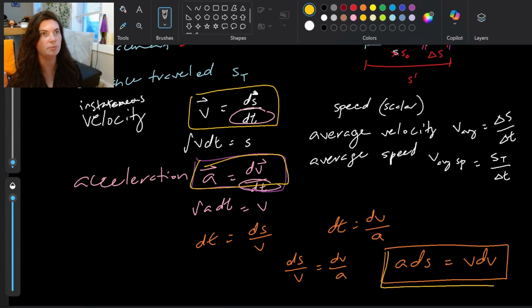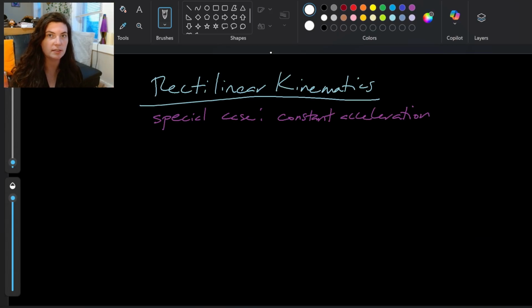These relationships between position, velocity, acceleration, and time are what we're going to be using with our rectilinear kinematics and our kinematics in general. But this is the most generalized, most simple form for our kinematics, these base relationships between position, velocity, acceleration. One other special case that we should look out for when we're working with these kinematic relationships is that there is a special case when we have a constant acceleration.